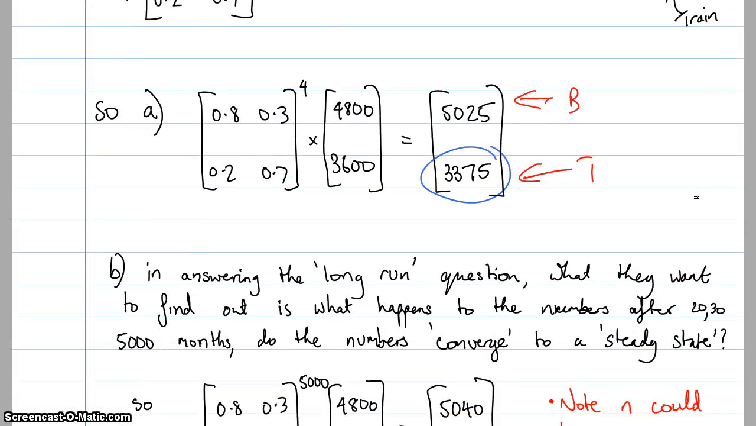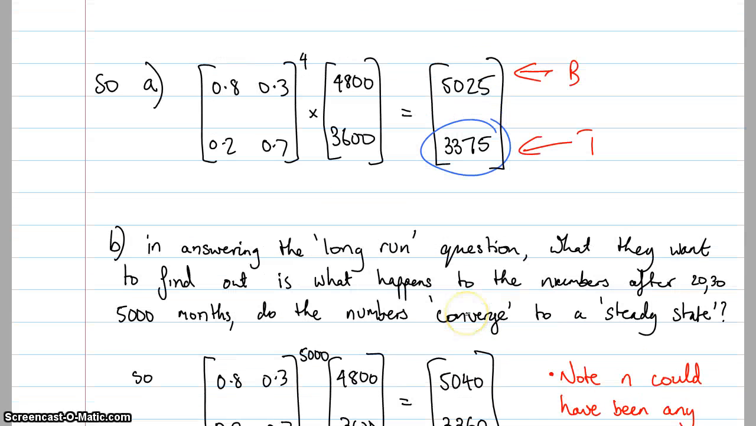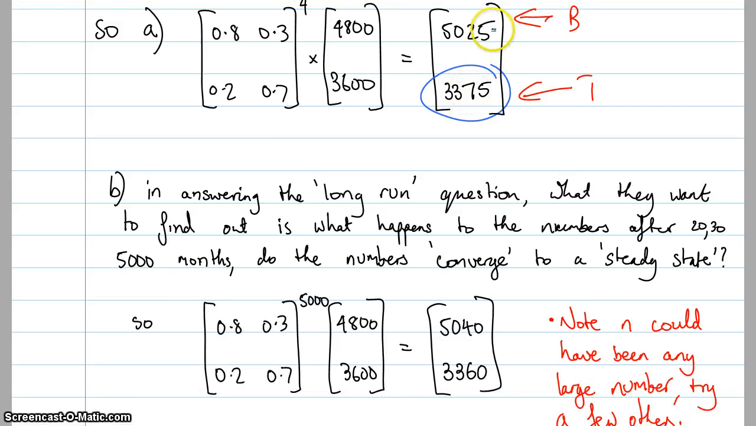There's a couple of ways of doing this. One, you can do it on the calculator. You can just put in a huge number of changes to see what it would be. So with the 0.8, the transition matrix, imagine I did this 5,000 times, so after 5,000 months, what would the values be? If I do that on my calculator, I end up getting 5,040 and 3,360. If we look at what it was after 4 months, it was 5,025 and 3,375. So it actually hasn't changed that much. It's only gone up 15 since that point.